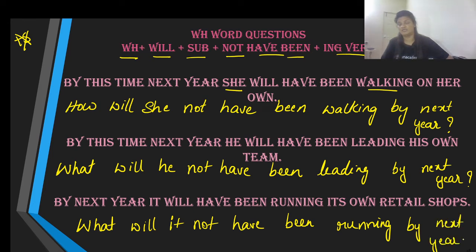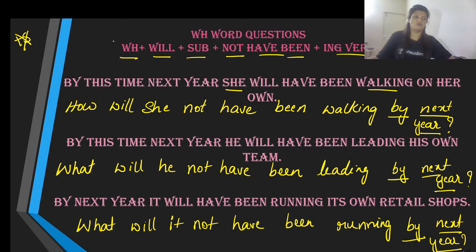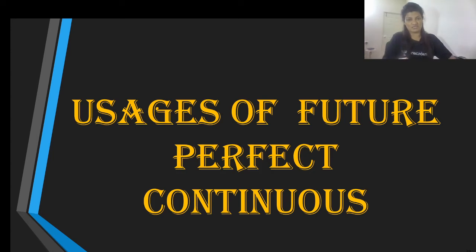Next year. These phrases are pretty common when it comes to future continuous. By next year, by next month, by next summer, by next Monday, by next week. By next. You are going to use a lot of by next when it comes to continuous, future continuous tenses. And that is how you formulate the questions, especially the negative questions.